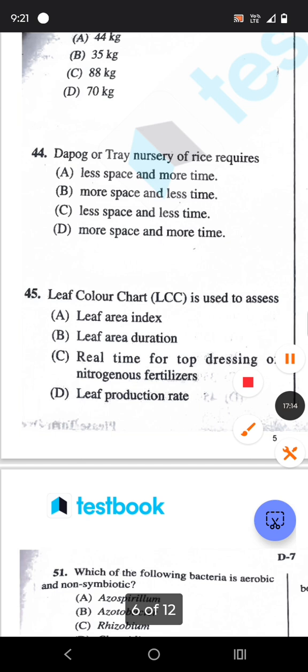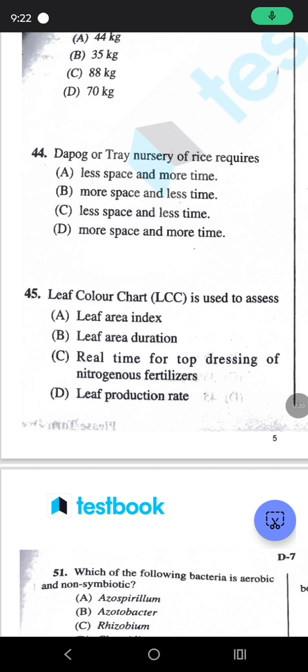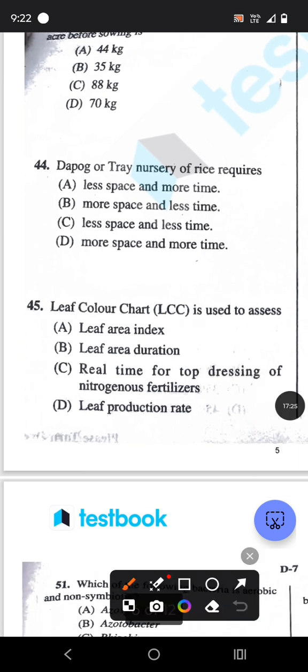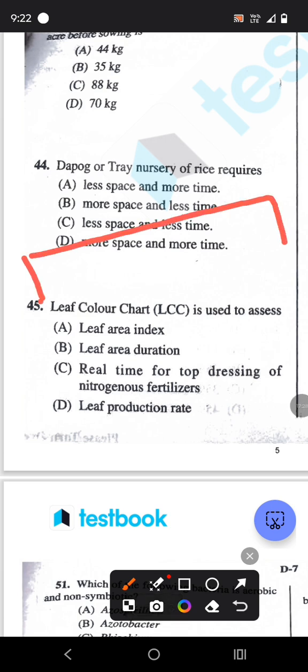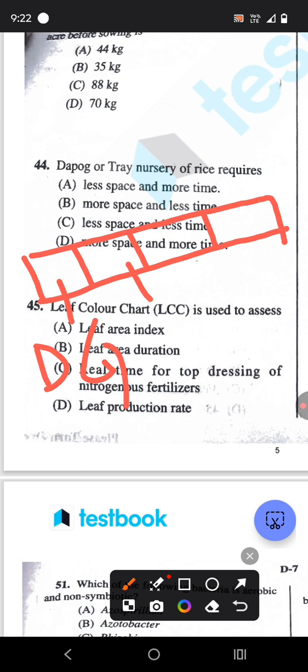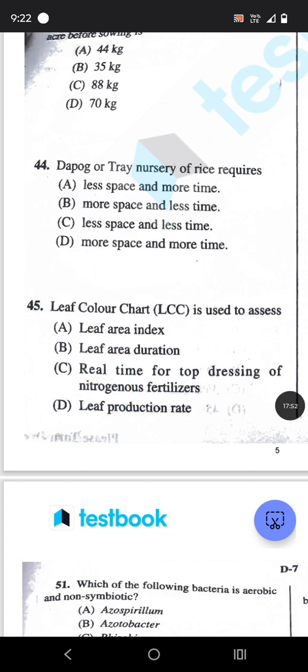Question number 45. Leaf color chart, LCC, is used to assess. For LCC there are 4 bands like this: 1, 2, 3, 4. The first one is dark green. The second one is light green. The third one is more light, and the last one is the highest light. So the more light indicates the apply of nitrogen. So the correct answer is option number C.